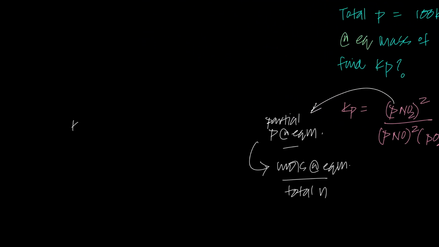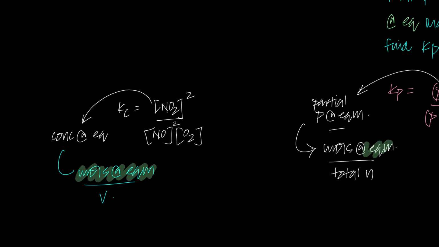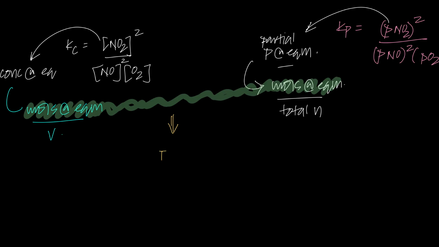Just like when we were doing Kc: the concentration of NO2 at equilibrium, the concentration of NO squared and the concentration of O2. How should your brain work here? These brackets mean I need concentrations at equilibrium. And how do you get concentration at equilibrium? I need moles at equilibrium and the volume, right? So how do you calculate these moles at equilibrium if the examiner has not already given them to you? You calculate them through ICE tables.